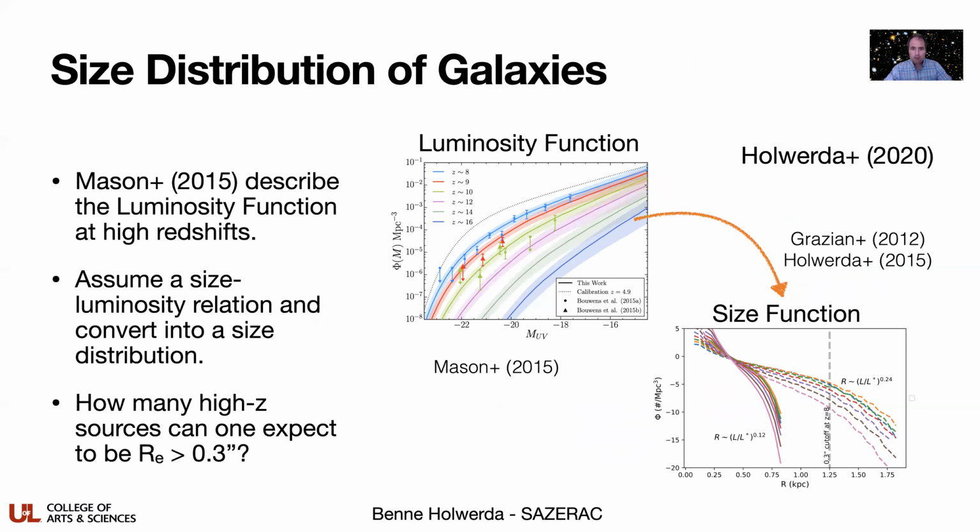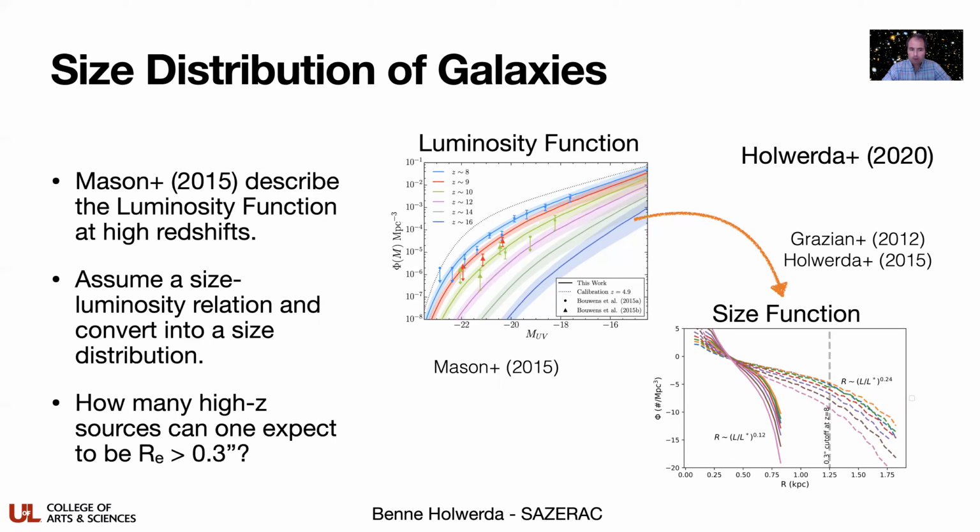So what you do then, you take the curves that Charlotte Mason produced in 2015. These are the luminosity functions, and then you take your favorite luminosity size relation for high redshift. There's 2 of them that I'm aware of, the Grazian 2012 and my own from 2015, and then you convert that into a size function. And so that's what this has happened here. So the size functions are in kiloparsecs, and depending on which relation you prefer, then you get a distribution of sizes at a given redshift.